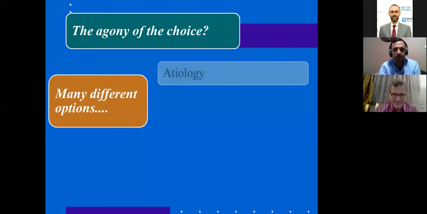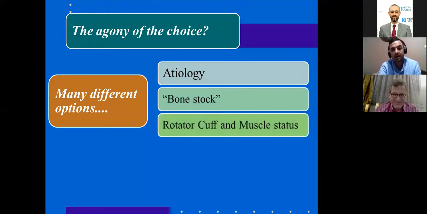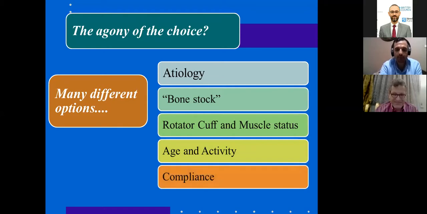To choose a prosthesis, you have to check the etiology of the pathology, the bone stock, whether humeral side or glenoid side, the rotator cuff nature and the muscle status, and age and activity of the patient, and finally compliance of the patient to the prosthesis.